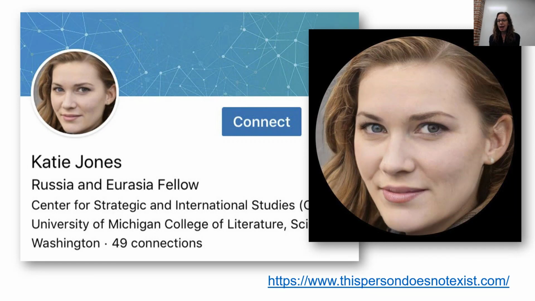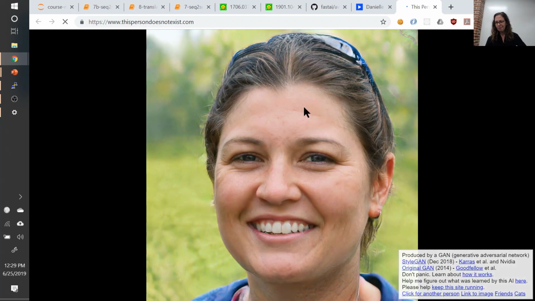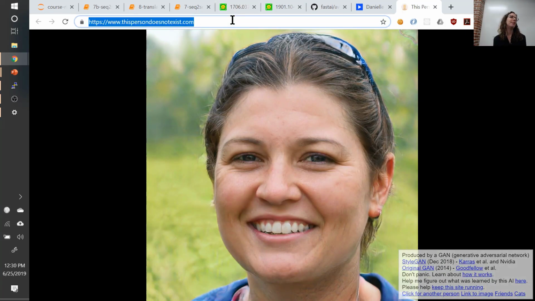The Associated Press wrote a story just a week or two ago breaking that Katie Jones, who's listed as a Russia and Eurasia Fellow at the Center for Strategic and International Studies, was connected to a number of policy institutes across the political spectrum in Washington, and they found that she's not an actual person. This is just a GAN-generated photo. I'm not saying that her photo comes from this website, but you can see the website, This Person Does Not Exist, which shows photos of not real people that look very compelling.